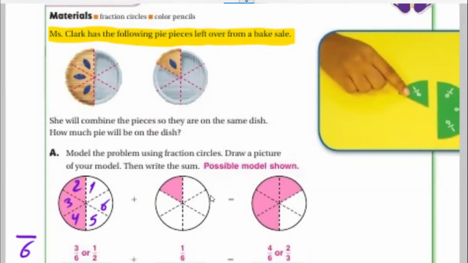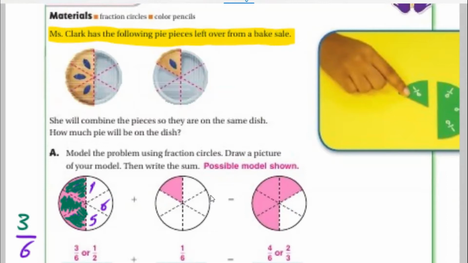We have 1, 2, 3, as you see. So it will be 3 over 6. So the fraction represented by this model is 3 over 6. Can we write 3 over 6 in another way to simplify it, make it simpler?